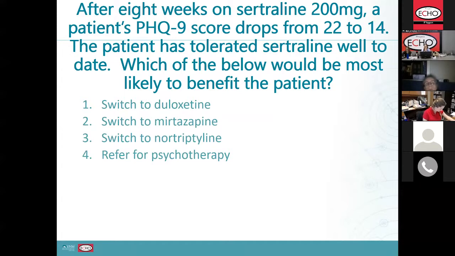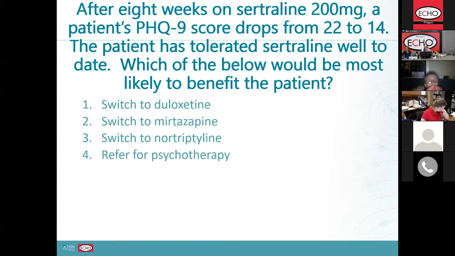Partial. It's between 25 and 50%. Yeah, I agree, Rebecca. So given that, what would you do? Would you, number one, switch to duloxetine? Number two, switch to mirtazapine? Number three, switch to nortriptyline? Or number four, refer for psychotherapy? We got a bunch of fours.